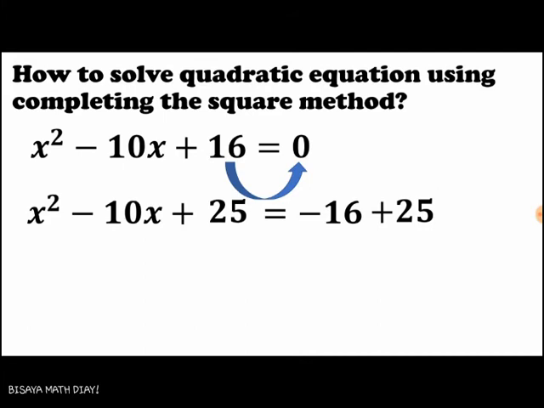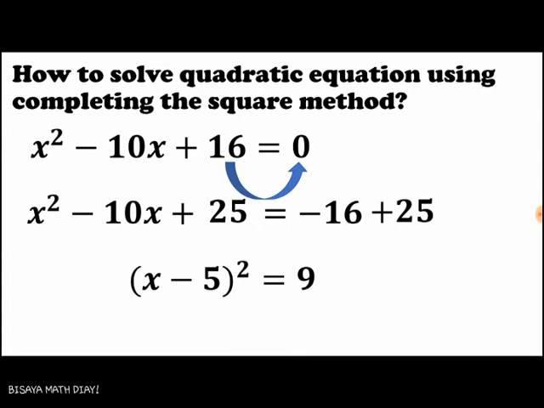Napaday tayo. Kung nag-add tag 25 sa PCAS, mo add po tag positive 25. Alright? To retain its balance. Duha ka sides sa equality. So we added 25. On the other side, mo add po tag 25. So we have 25. So we have x minus 5 square.